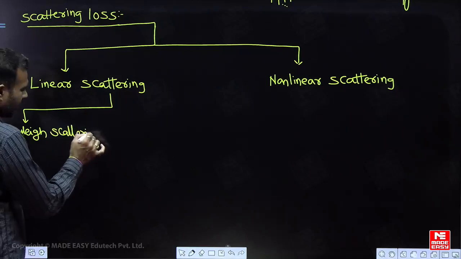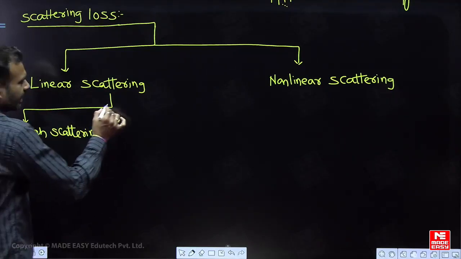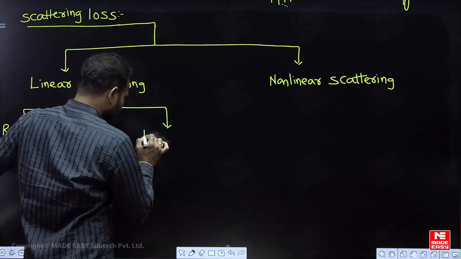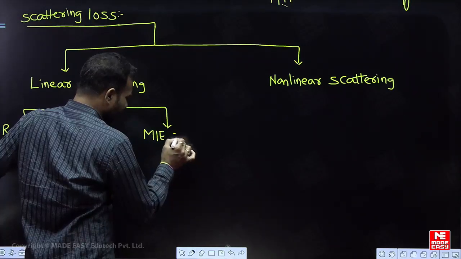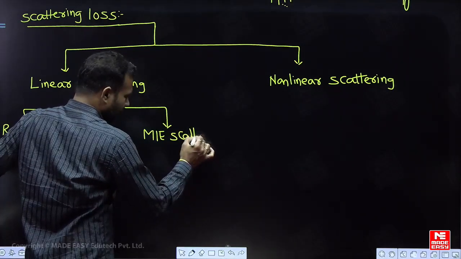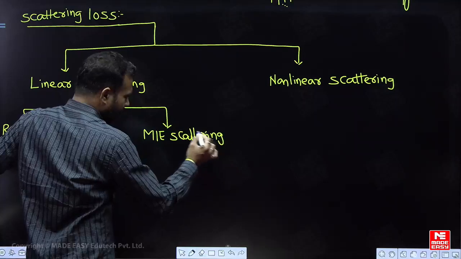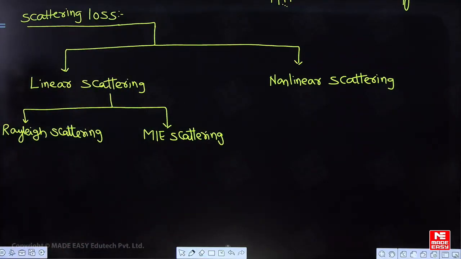It is called Rayleigh scattering. The second one is called Mie scattering. It is Mie, M-I-E, Mie scattering, not M-Y. So please, all of you, understand the concept carefully.